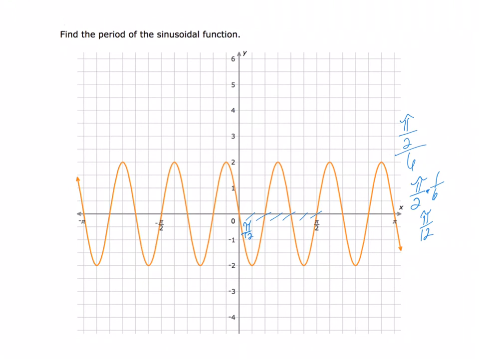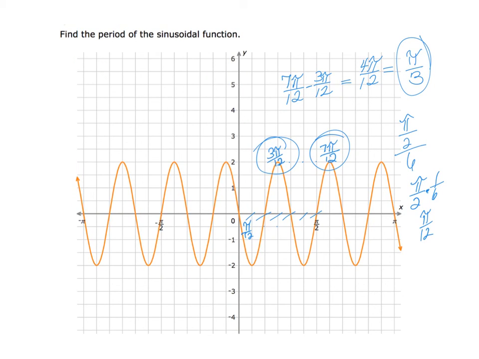Okay? So 2 pi over 12, 3 pi over 12. So let's call that 3 pi. And I know that reduces, but I'm just going to leave it like that because I'm lazy. All right, so 3 pi over 12, 4 pi over 12, 5 pi over 12, 6 pi over 12, 7 pi over 12. So now I have two values that I can subtract. So 7 pi over 12 minus 3 pi over 12. So I'm going to have 4 pi over 12, which reduces to pi over 3. There's the period of that function.